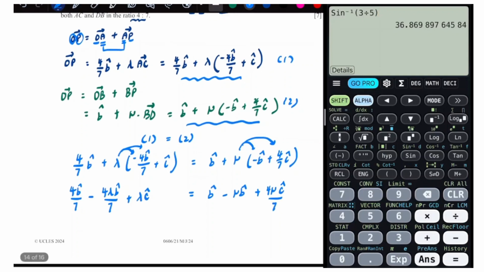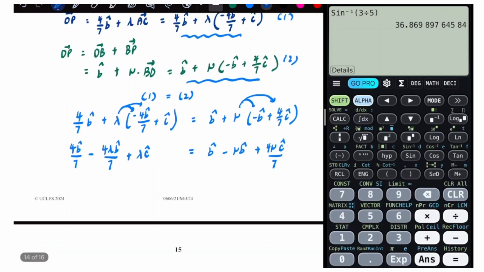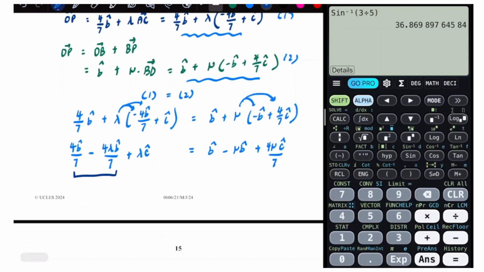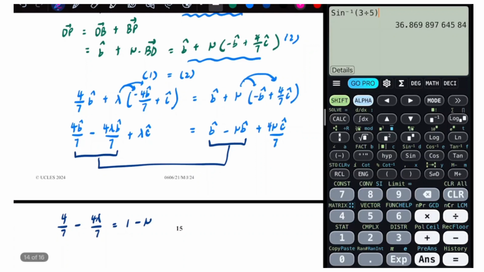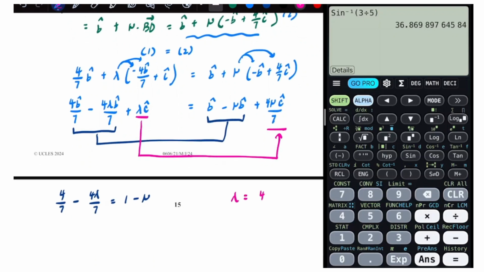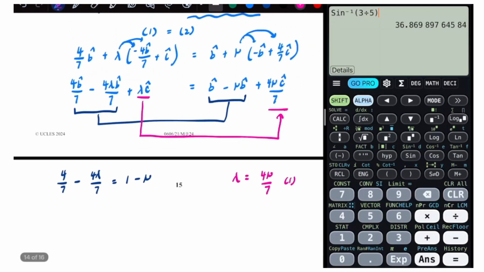So how do we do this? We can use the equating method. Just group the one with the B together with the B. So you're going to end up with 4 over 7 minus 4 lambda over 7 is equal to 1 minus mu. As for the other one, you can just group this one with this one. So lambda will be equal to 4 mu over 7. That's the first equation that you have.